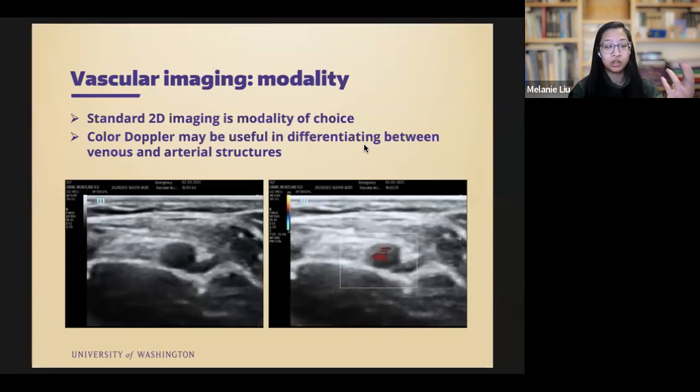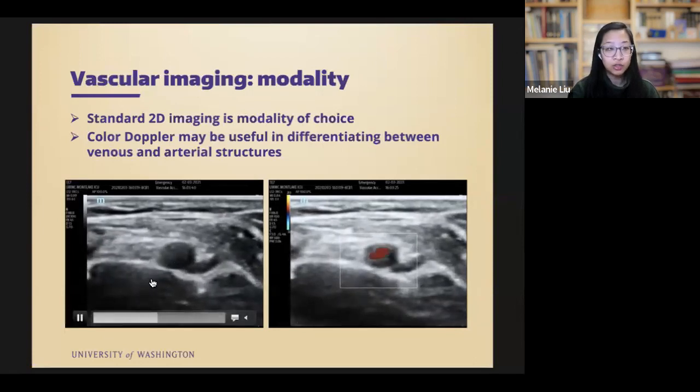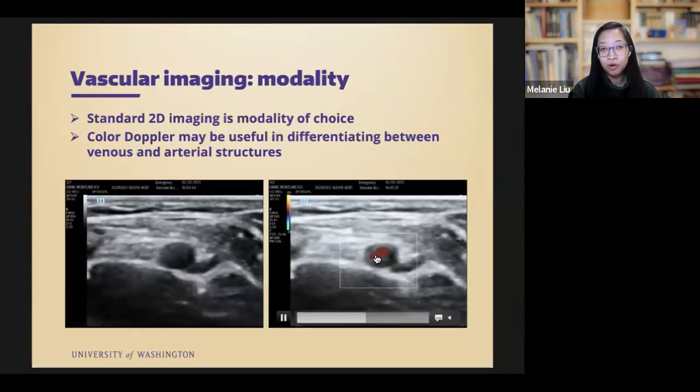Obviously, arterial structures will be pulsatile, right? And in this situation, I wanted to show this picture because obviously this looks like an artery, right? You can see on the 2D it's pulsatile, but what is this thing? Once we throw color on, we realize it's not a vessel, or it's not something that we have to worry about, and certainly not what we want to aim towards.